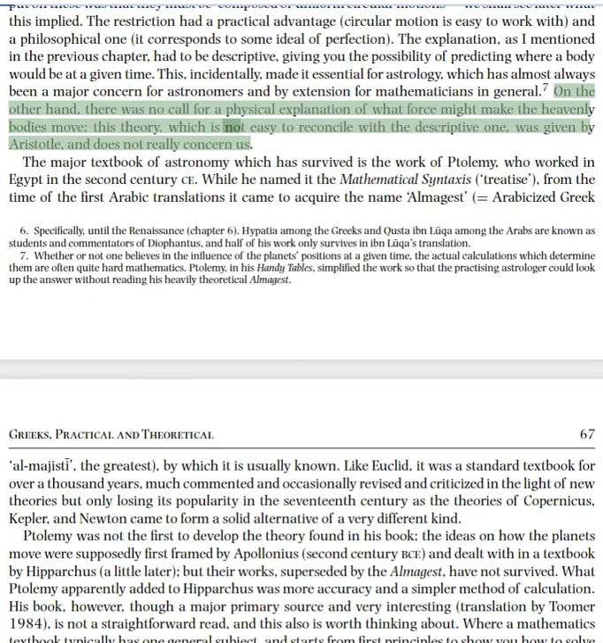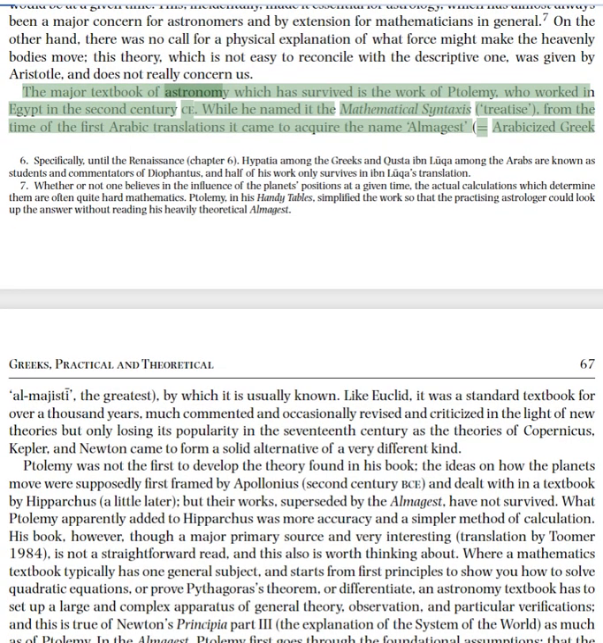This theory, which is not easy to reconcile with the descriptive one, was given by Aristotle and does not really concern us. The major textbook of astronomy which has survived is the work of Ptolemy, who worked in Egypt in the 2nd century CE. While he named it the Mathematical Syntaxis, from the time of the first Arabic translations it came to acquire the name Almagest, Arabicized Greek.